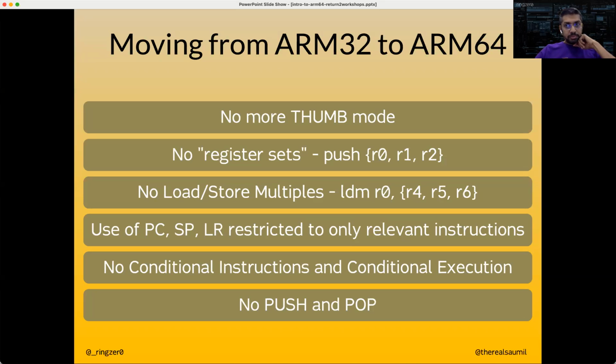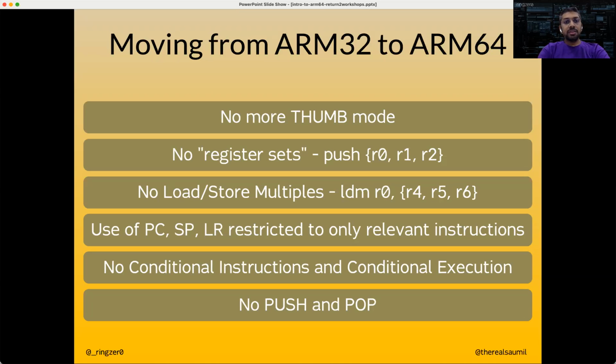The other big difference is that in ARM32, you could use the program counter, stack pointer, and link register in any instruction. There was no restriction. You could do multiplication of the program counter. It'll screw up everything, but you can still do it. Nobody stopped you from doing that. Now, the use of the program counter and stack pointer is restricted to only a few instructions. You can't use these registers in any instructions of your choice. What that means for shellcode, it's getting tougher. What that means for ROP gadgets, it's getting tougher.